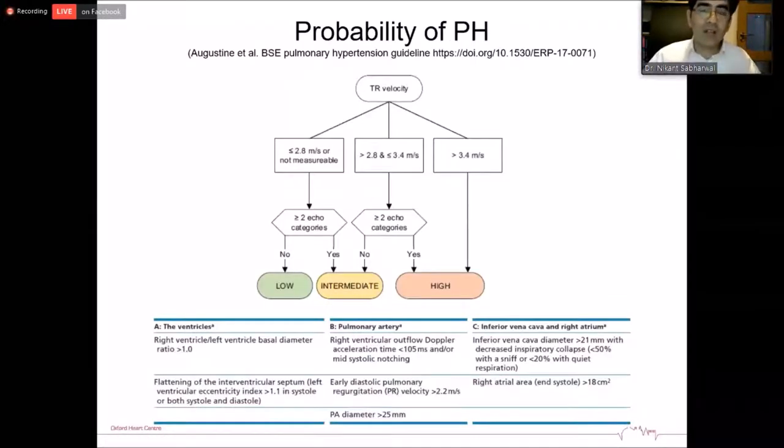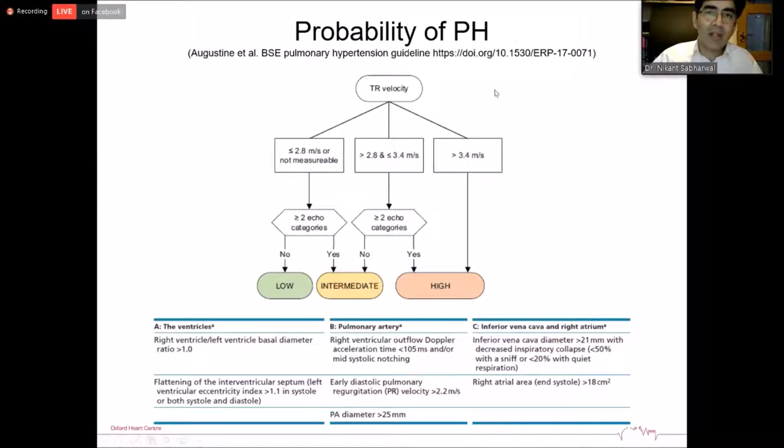So these are the guidelines that have been produced. Now, this is the British guidelines, but the American and the European guidelines are very similar. I'd highly recommend looking at this document. It's very helpful. It's a very well-written document. It basically says, look at the TR velocity. If you're over 3.4 meters per second, you have a high probability of pH.